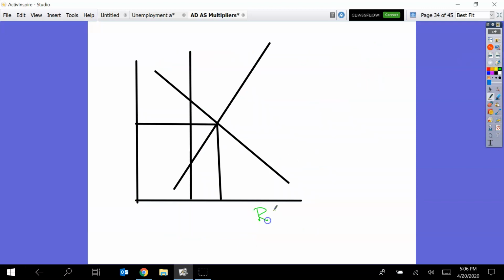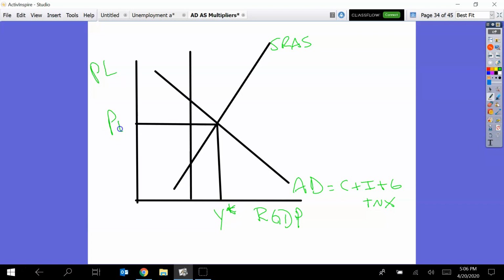Pause the video here and sketch out this model. So we have real GDP on the x-axis and price level on the y-axis. Aggregate demand, downward sloping, which is C plus I plus G plus net exports. We have a short run aggregate supply curve, upward sloping thanks to sticky wages. Where the economy is currently producing, I'm going to call Y star. This will be PL star, the current price level. This vertical line is our long run aggregate supply curve, which represents full employment.